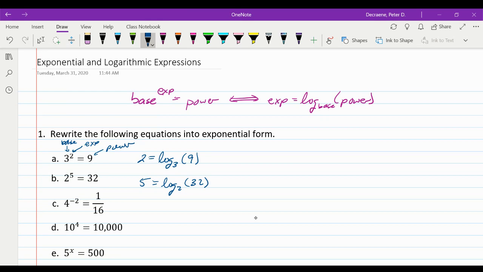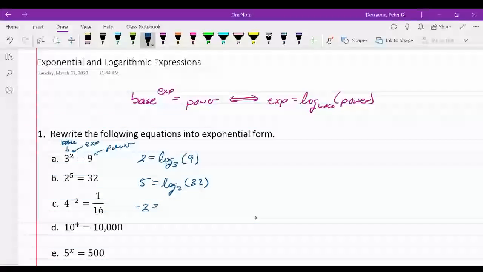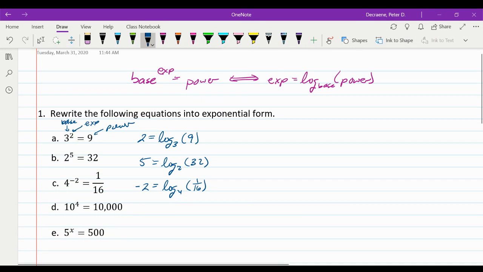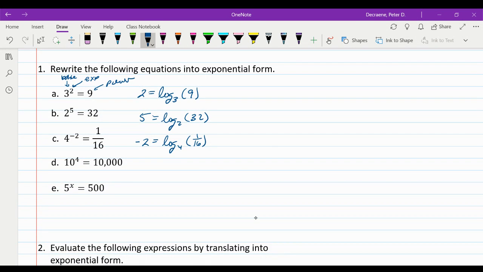This one, we've got that negative exponent. That's okay. We can still have a negative exponent there. Negative 2 equals log with base 4 of 1/16. And this one, I've got 4 equals log base 10 of 10,000.